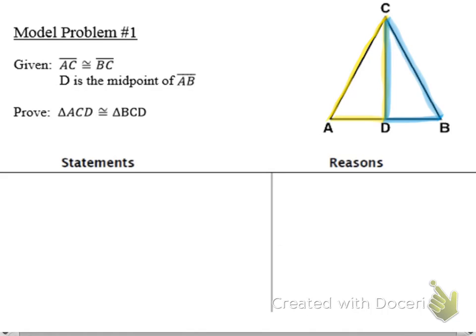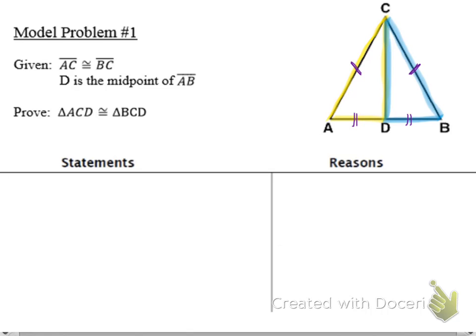So let's start with the given and mark up our diagram. The first given told me that AC was congruent to BC, so I'll mark that on my diagram using my tick marks. The second given stated that D is the midpoint of segment AB. If D is the midpoint, I know it's going to break segment AB into two congruent segments. So that tells me that segment AD will be congruent to segment BD.